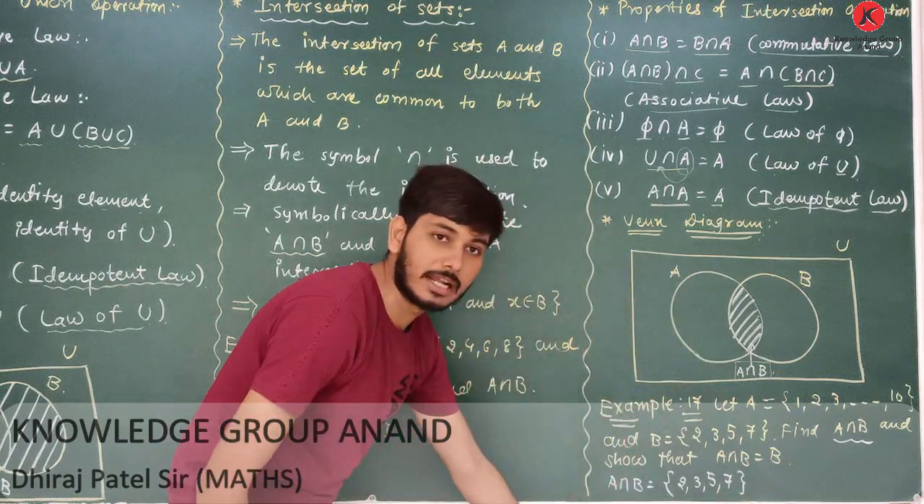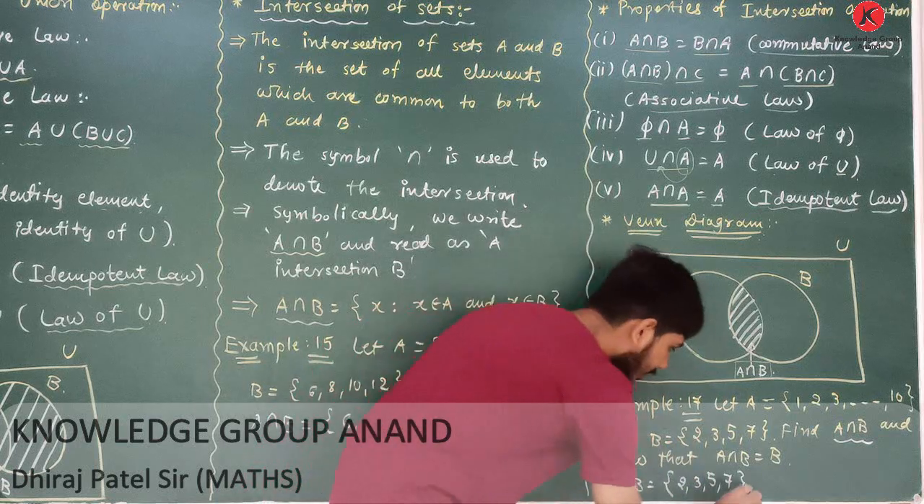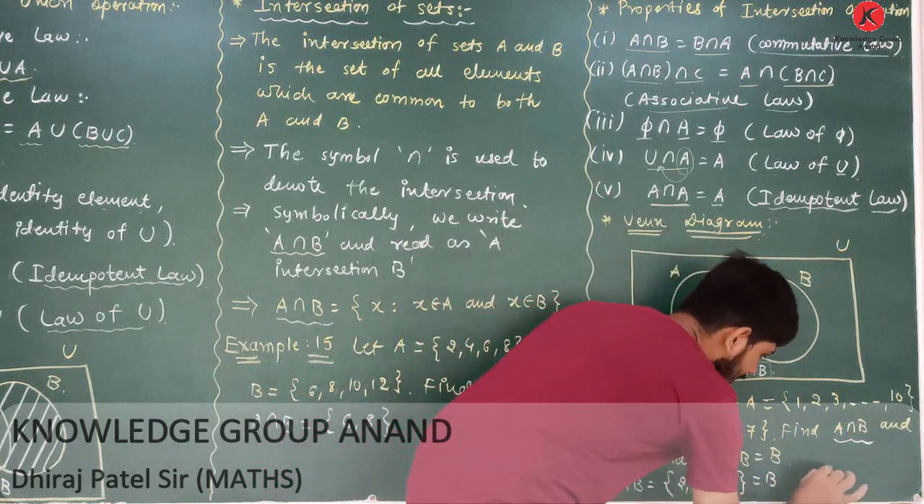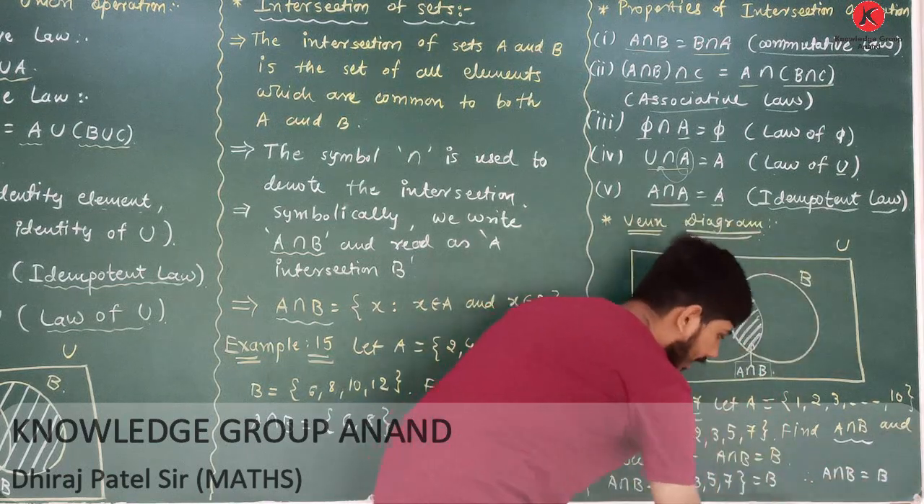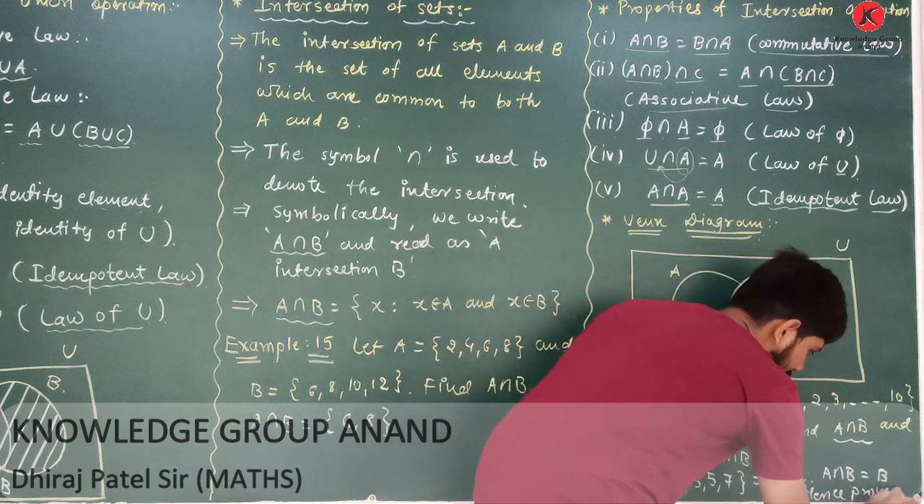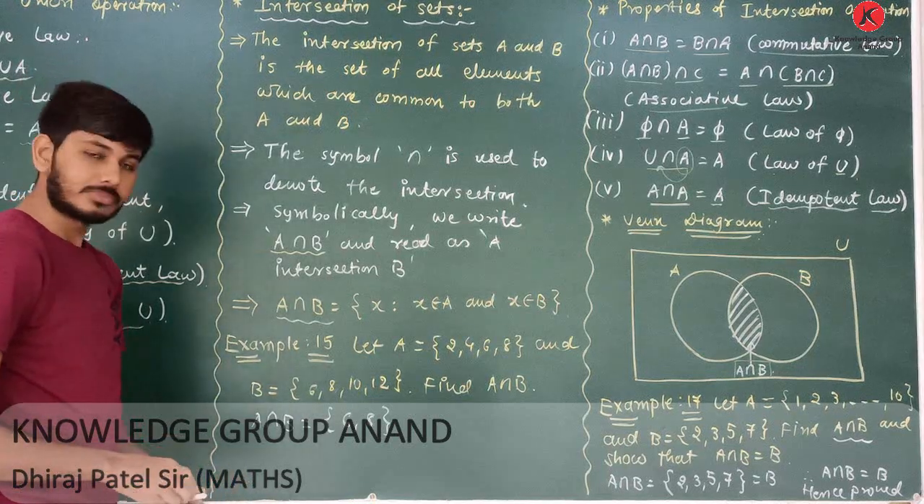And we know that this is our set B. Therefore, we can say that A intersection B equals set B. Hence, we have proved this statement, A intersection B equals set B.